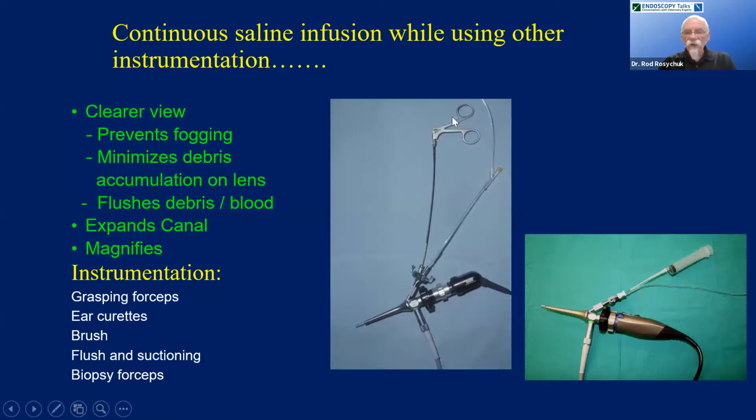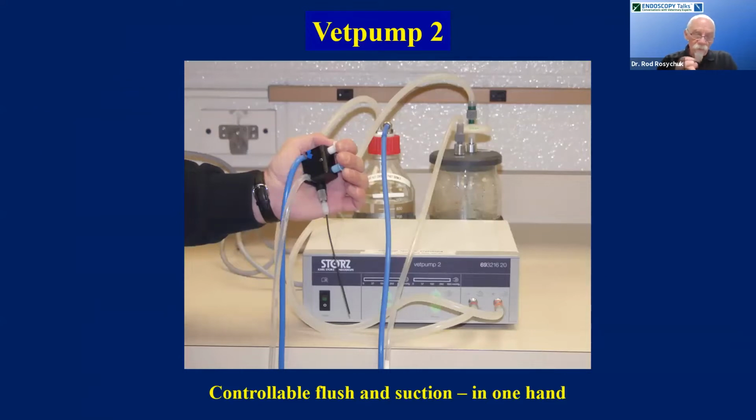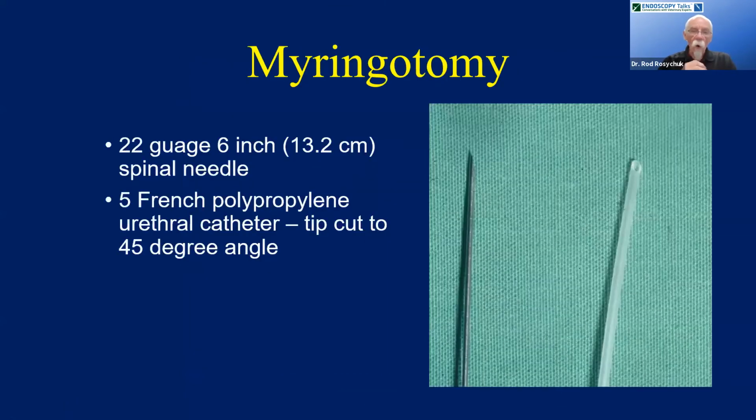And you can pass instrumentation through and do procedures while fluids are running, usually just by gravity flow. You can use compression if you want a little more in the way of fluid flow, but for us, usually gravity flow is all we need. Probably what is a pretty priceless piece of instrumentation for me as well is some method of allowing you to both flush and suction in the ear. And the vet pump is very well positioned to do that. Basically it allows for controllable flushing, that is the pressures that are generated, and also a controllable suction potential as well. And to be very honest with you with respect to cleaning ears, this is worth, as I said, its weight in gold.